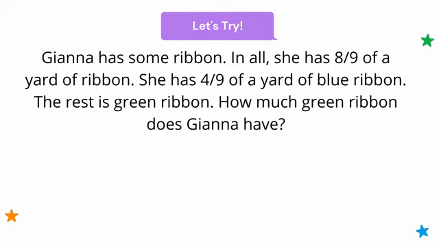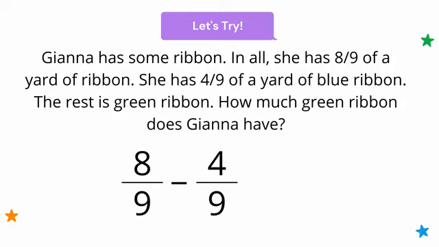My first step is to think about what I need to figure out in order to solve this problem. In this problem, I'm looking for how much green ribbon Gianna has, or the difference between the total amount of ribbon and the amount of blue ribbon. Since I'm looking for the difference, I need to subtract. To start solving, I'll set up a subtraction problem. 8/9 minus 4/9. I can also fill in the denominator of my answer.